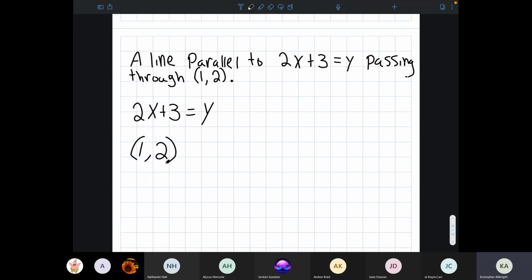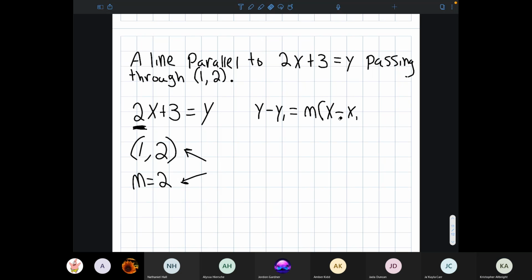Because all you need is the line parallel to it. You don't need this line. And all parallel means the same slope. So we can just pull the slope out of this. So we pull our 2 out, and since parallel means same slope, we found our slope. So now we use point slope form because we have a point and we have a slope. y minus y1 equals m times x minus x1. Now we can plug our point and our slope directly into point slope form.